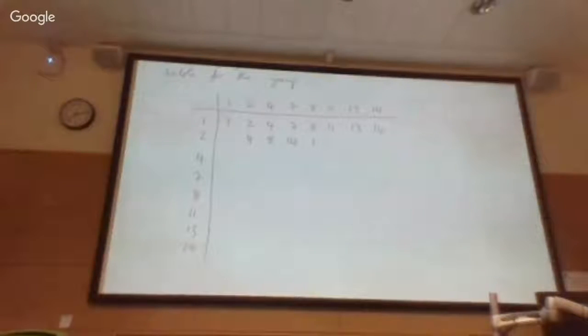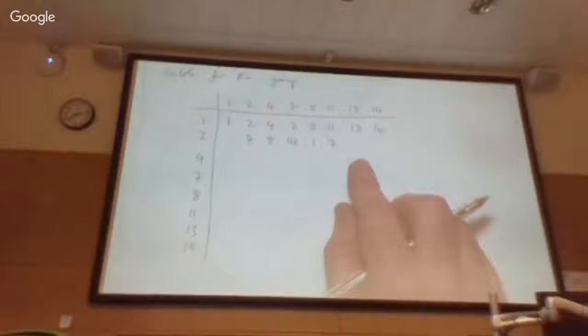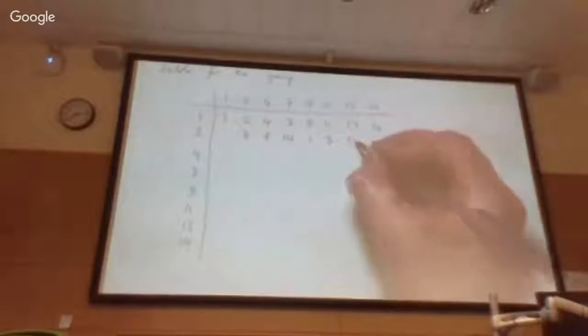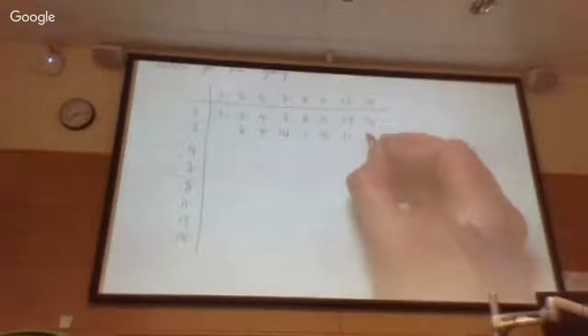2 by 11 is 22, which goes to 7. 2 by 13 is 26, which goes to 11. Sorry. And 2 by 14 is going to be 13.